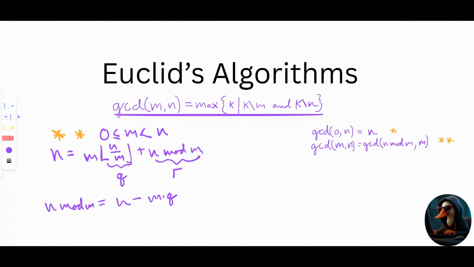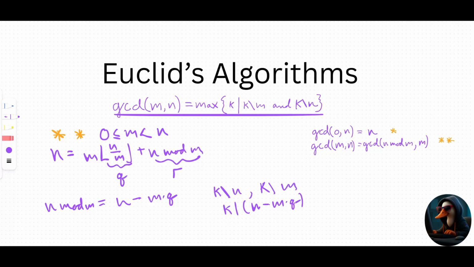Now the reason this holds is, let's assume that we're looking for the greatest common divisor. So we're looking for a number that divides m and n. Here, let's say we have some number. If k divides n and k divides m, as a property of divisibility, I know that k is also going to divide n minus m times q.